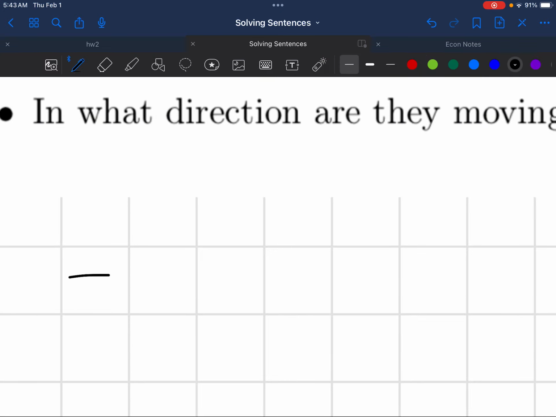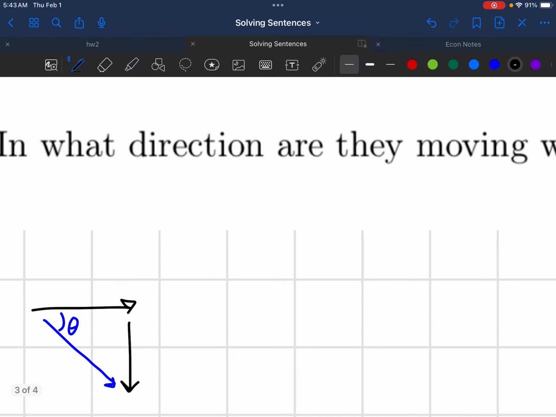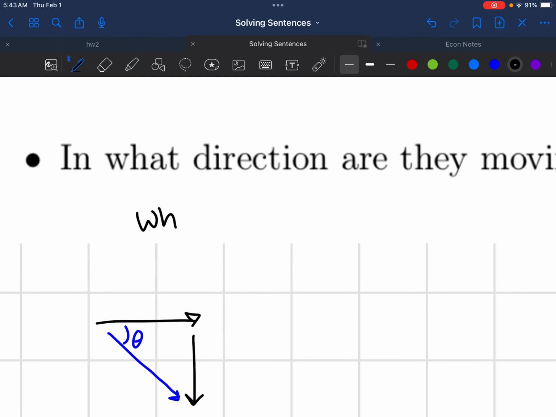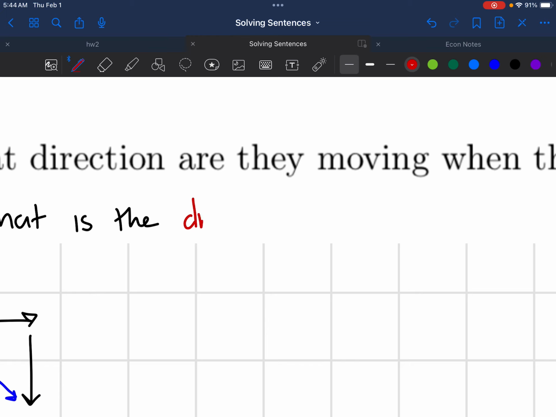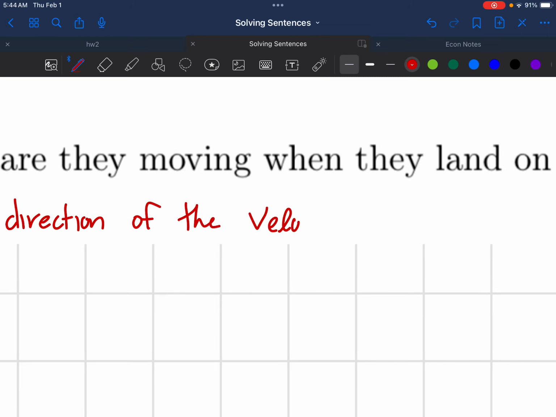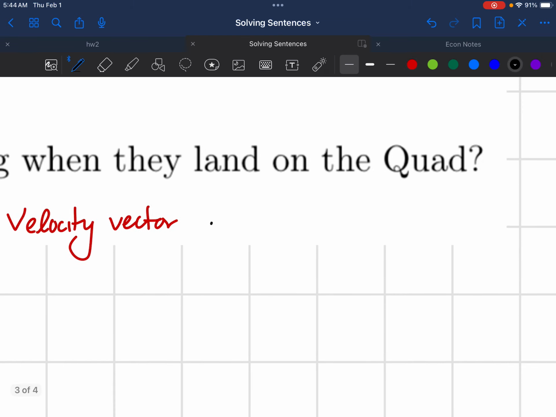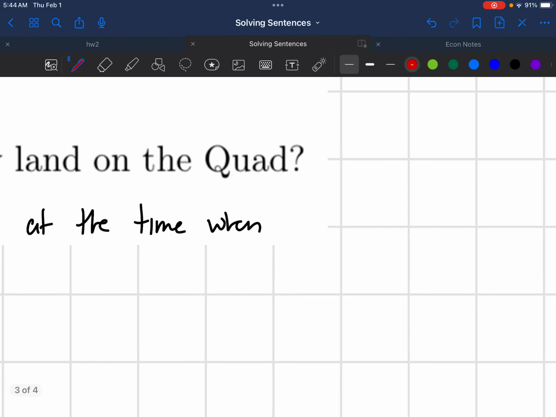I'll have my two vectors and I'll have some resultant. I can define this angle theta, right? So the way I could phrase this sentence would be, what is the direction of the velocity vector, again, at the time that it lands on the quad, so at the time when y of t is 0.